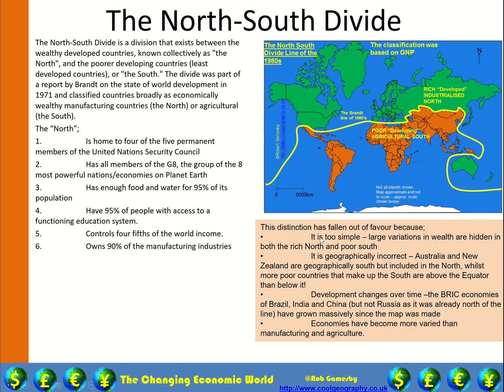But it's fallen out of favour because it's too simple. You can probably identify many countries in the south there that are actually very, very wealthy now. Malaysia stands out in my mind. China's emerging. India, South Africa, lots of the North African countries, many countries in South America. It's also geographically incorrect, because if you drew the equator on there through the mouths of the Amazon across there, you can see most of the countries are actually in the northern hemisphere. And then we have development changing over time as well, so a lot of the countries that I've just mentioned have developed.